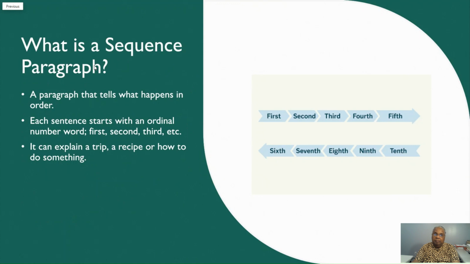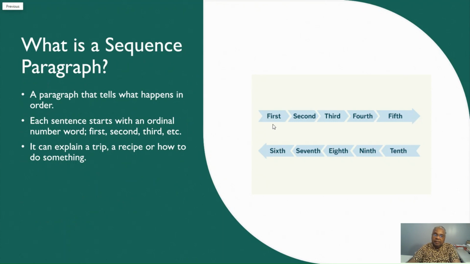Let us begin. What is a sequence paragraph? A sequence paragraph is a paragraph that tells what happens in order. Each sentence starts with an ordinal number word, first, second, third, and so on, and it can explain a trip, a recipe, or how to do something.